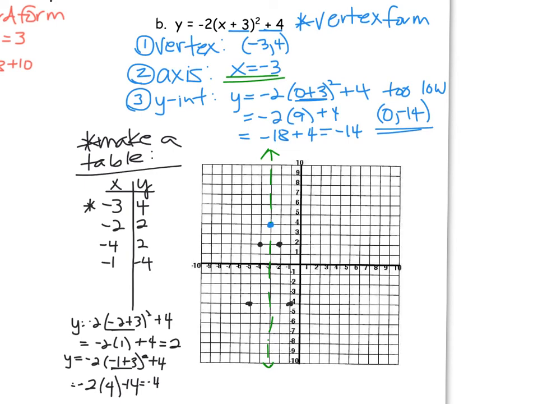Now those points are all below the vertex, so our parabola is going to open upside down. Draw a smooth curve through all those points. And there you have our second quadratic function in vertex form.